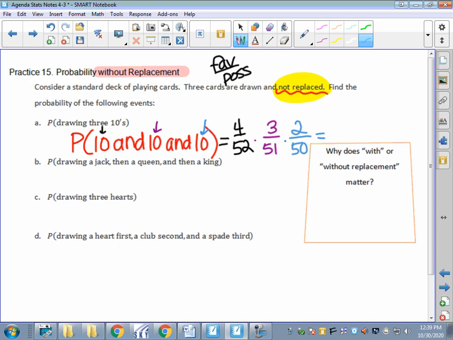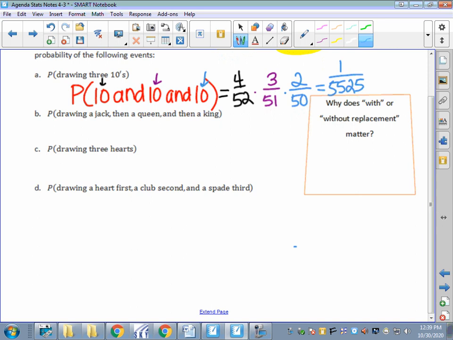So now we're going to grab our calculators. We're going to figure out, I believe that's a 1 over 5525. If you turn that into a decimal, I think this is the one that comes out to like 1.8 times 10 to the negative 4. I don't love that as an answer. I don't love scientific notation as an answer.